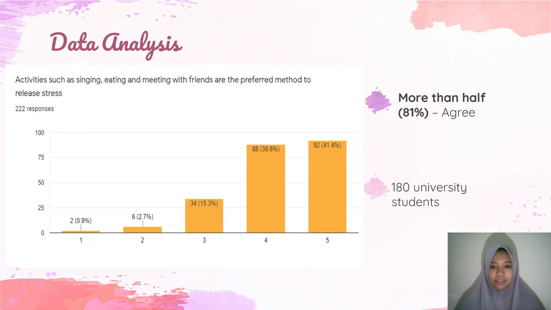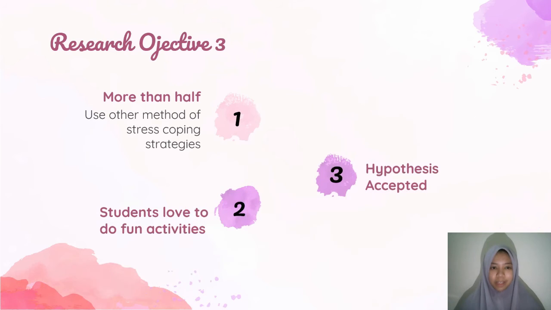Besides, from this graph, we can see that there is more than half of total respondents, which cover 81%, agree that activities such as singing, eating, and meeting with friends are the preferred method to reduce their stress. We can conclude for the research objective 3 that there is more than half of total of the respondents use other method of stress coping strategies to reduce their stress because the students love to do fun activities, and our hypotheses are accepted.